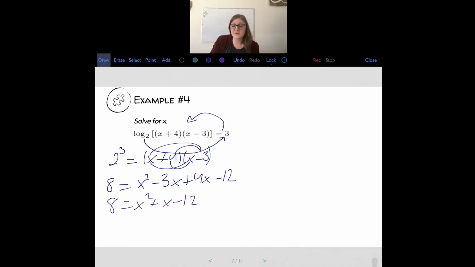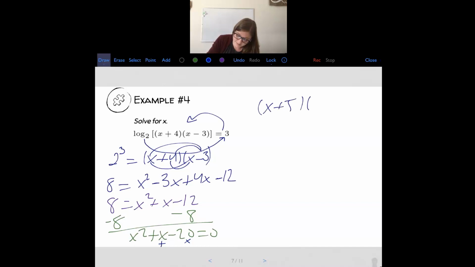We have an x squared, so this is a quadratic equation, where our goal is to get everything to one side and set it equal to 0 and try to factor and solve. So we subtract 8 from both sides, and we have x squared plus x minus 20 equals 0. We look for two numbers that multiply to negative 20 and add to 1. So we have x plus 5 times x minus 4 equals 0, which will give us x is negative 5 and x is 4. Now we do need to plug both of these in to make sure that we don't get a negative inside of the logarithm. Remember, all of this has to be greater than 0.